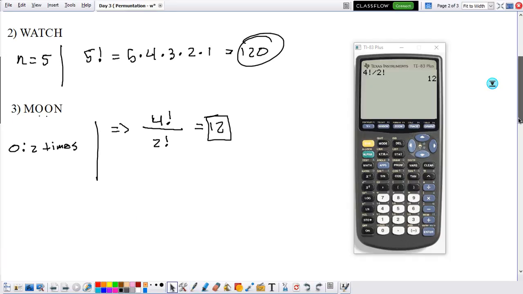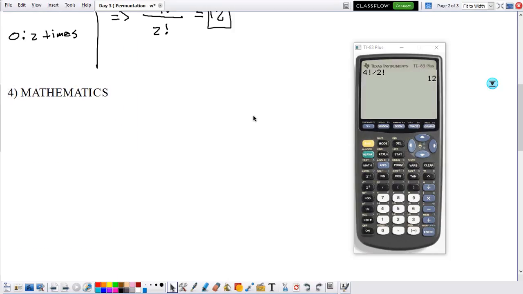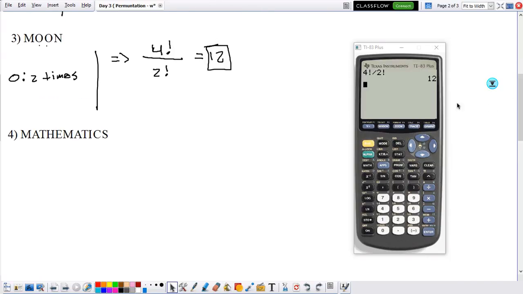So now, let's look at a more complicated example, which is your favorite word by now, which is mathematics. So now again, we want to see how many ways we can rearrange the word mathematics. Well, again, you need to do 2 things. Count how many letters there are. So in mathematics, there are 1, 2, 3, 4, 5, 6, 7, 8, 9, 10, 11 letters. So here n is 11.